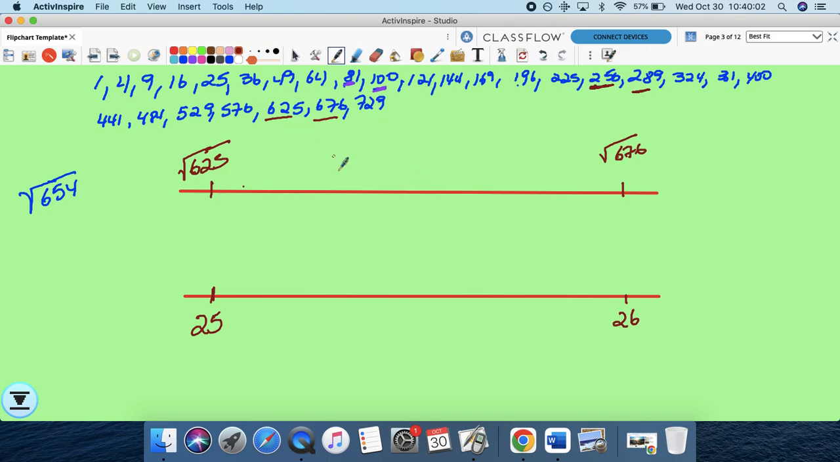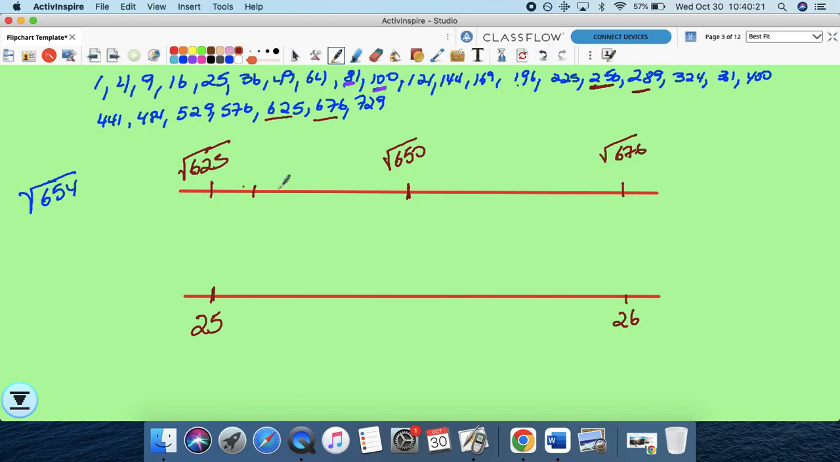So, this is the halfway mark. If you do 676 minus 625, there's 51 numbers. So, I'm going to say that this is about 650. 625, and let's go by 5.